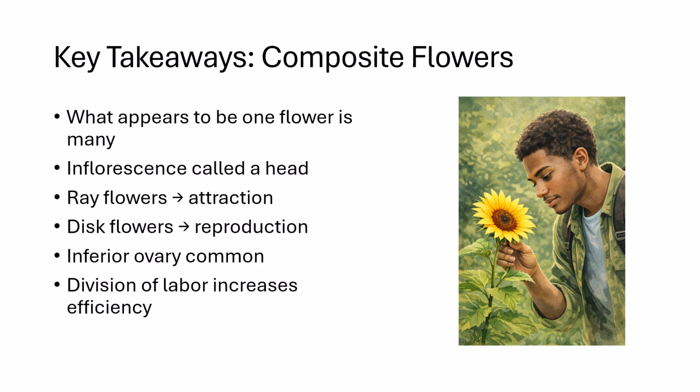To summarize, a daisy, chrysanthemum, or sunflower is not a single flower. It is many flowers grouped together. The outer ray flowers attract pollinators. The central disc flowers perform reproduction. The inferior ovary is characteristic of this family. By grouping many small flowers into one head, the plant maximizes pollinator visits and seed production while conserving resources. This is evolutionary efficiency at its finest. And once again, structure supports function.